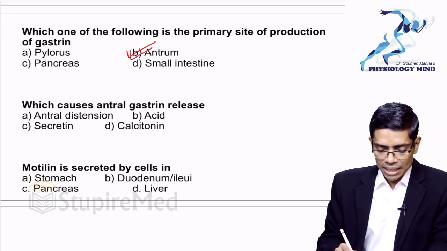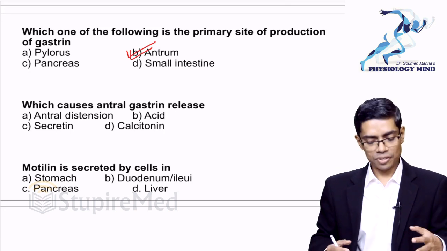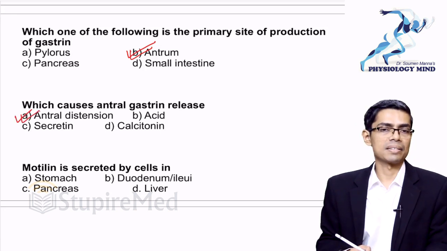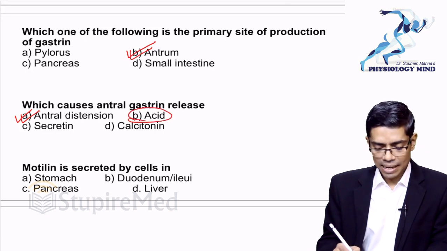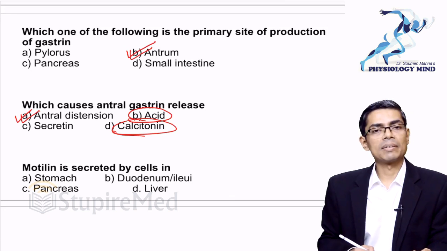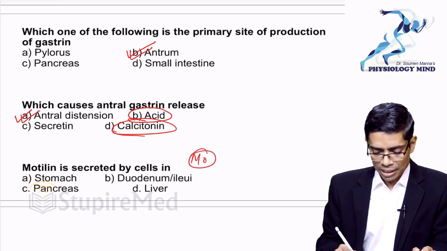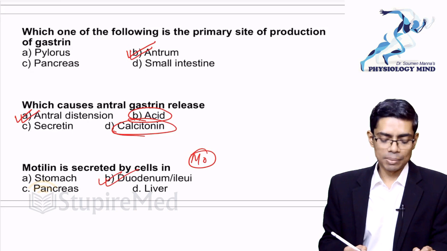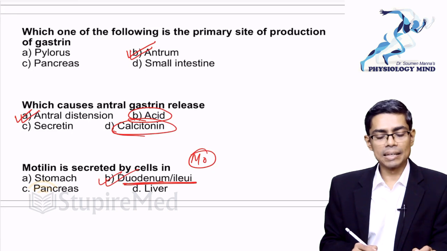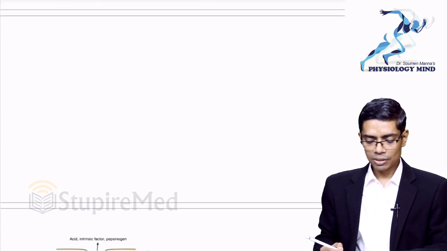Which causes antral gastrin release? What is the stimulus for gastrin? That is the distension, stretching. So that is the antral distension which causes antral gastrin release. Acid is an inhibitor. Calcitonin is also an inhibitor of gastrin release. Motilin is secreted by which cell? We have already discussed. It is secreted by MO cell. MO cells are mainly present in duodenum, jejunum and ileum, but main is duodenum and ileum. Although it is also present at the level of stomach. So this is all about GI hormones.